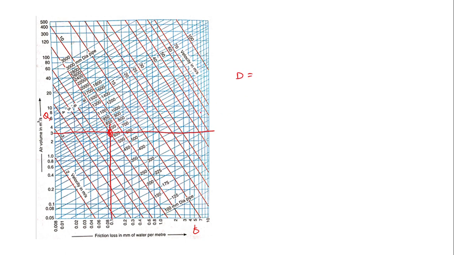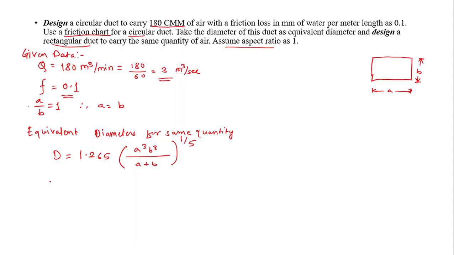Now if you see the slant lines over here, these are the diameter lines: 100 mm dia pipe, this is 125, 150, likewise. So if I go here somewhere, you can see the diameter is about 700 mm. So the diameter is 700 mm. From the friction chart, the diameter D is equal to 700 mm.